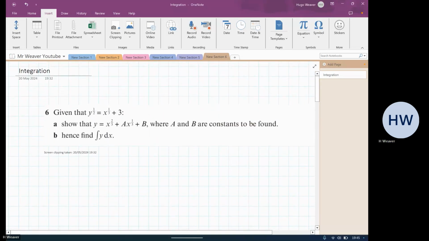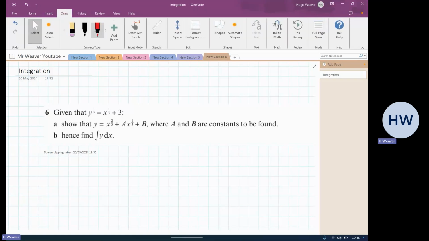Okay, hopefully that's working. All right, so we're going to talk about integration. I've just chosen 3 really quick questions. Now, admittedly, I have forgotten my calculator at school, so on that very last question, I won't be able to do it entirely, but at least you'll be able to see the methods and that sort of thing.